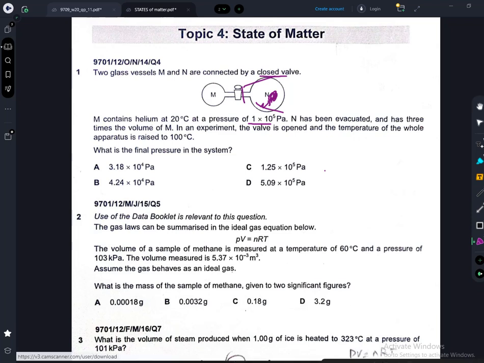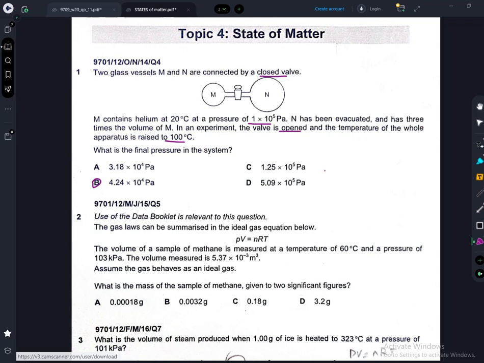So this whole system is empty and has three times the volume of M. So in an experiment, the valve is opened and the temperature of the whole apparatus is raised to 100 degrees C. What is the final pressure in the system? So you all should try solving this, and your answer would be B, but it is not correct. Most of you will get the answer B, but this is not correct.